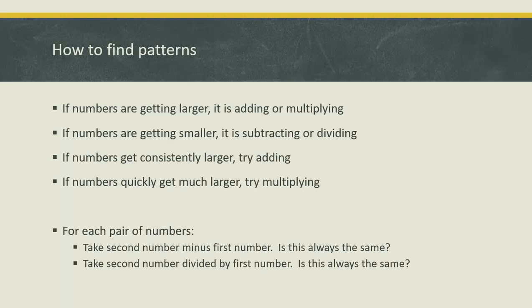So in order to do this and figure out exactly what it is, we're going to have to check individual pairs. So if we think that it's an adding problem, we'll look at one pair and we'll subtract the second one minus the first one. And we'll do this over and over again to see if they're always the same. If we think it's a multiplying pattern, we'll take the second number divided by the first. Then we'll move on to the next pair. And again, we'll see if that's always the same.